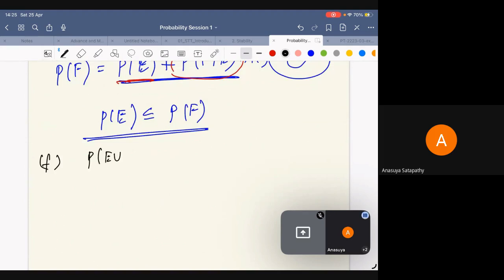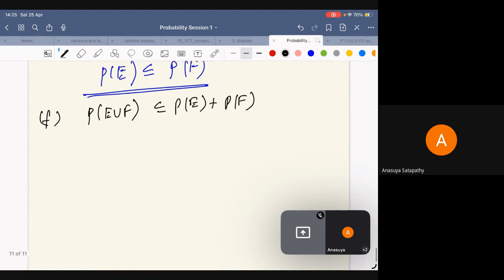And probability of E union F must be less than or equal to probability of E plus probability of F. Okay.